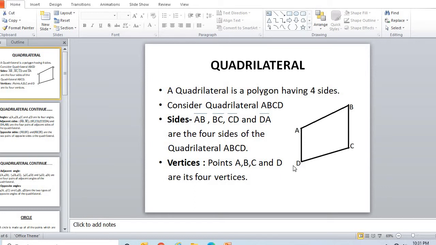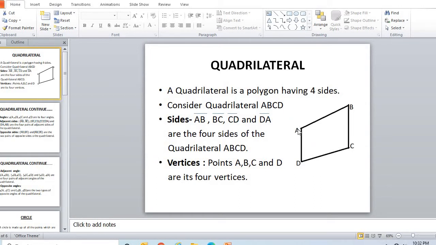Now let's start with the angles. I will show you all the things in this figure only, then you all are able to understand. The continuation of the quadrilateral is here in the slides, but I will read all the things in this figure. Now let's talk about the angles given in the second slide, but you observe this figure and try to understand, then I will show you one by one.